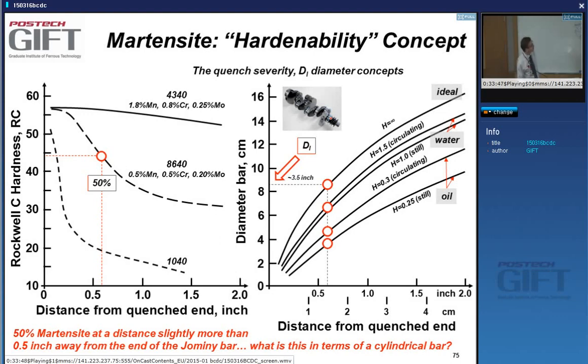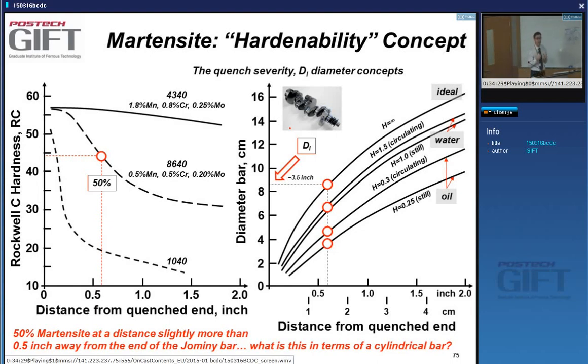First of all, so that's one point. Okay, so the relation between distance from quenched end and bar diameters. The second thing we have to realize is that when we do a quench test with the Jominy, it's very simple. You have water at room temperature, and you basically jet it against the surface of your bar. So you have extremely high cooling rates.